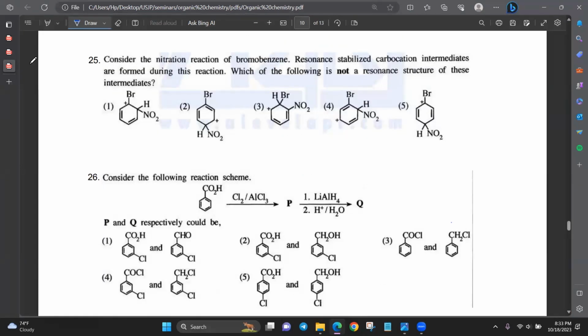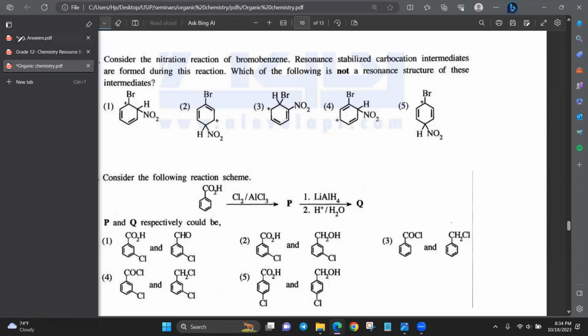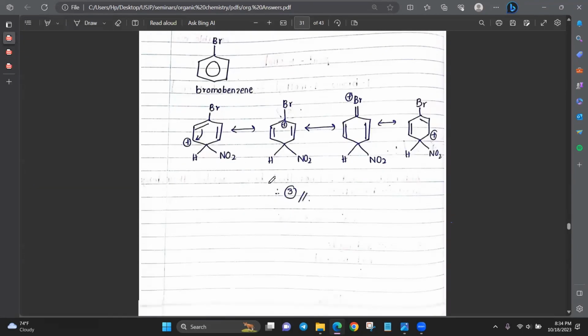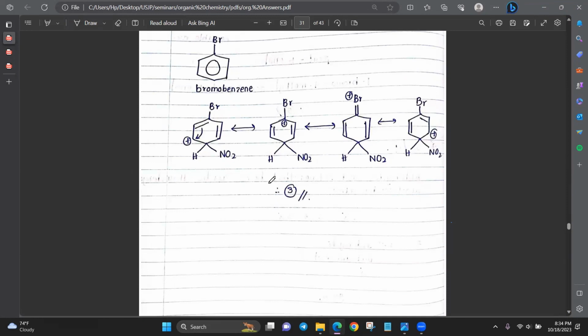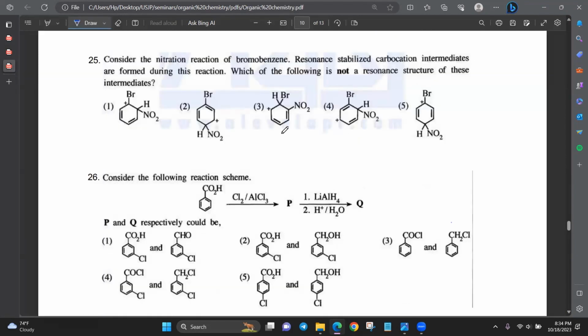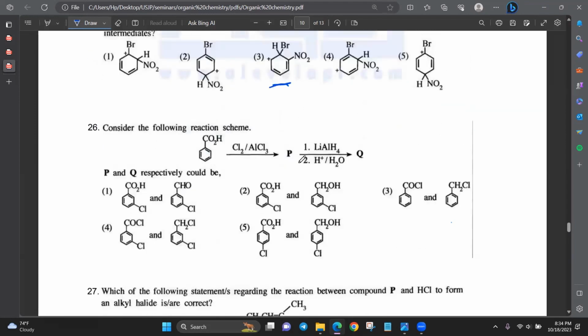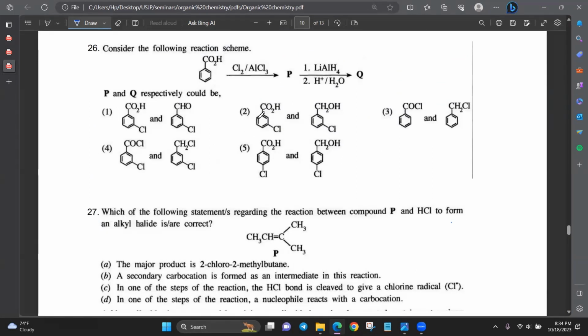Consider the nitration reaction. Okay. Again, the nitration reaction, for bromobenzene this time. Earlier, they asked the nitration mechanism for normal benzene. But this is the nitration mechanism for bromobenzene. They're asking which is not a resonance structure of this intermediate, right? So we can draw the resonance structures for bromobenzene. And from these resonance structures, we can get the answer, which is answer number 3. Practice the resonance structures, okay? For benzene and bromobenzene, and for monosubstituted benzene and doubly substituted benzene, likewise practice the resonance structures. Then these types of questions will be easy.